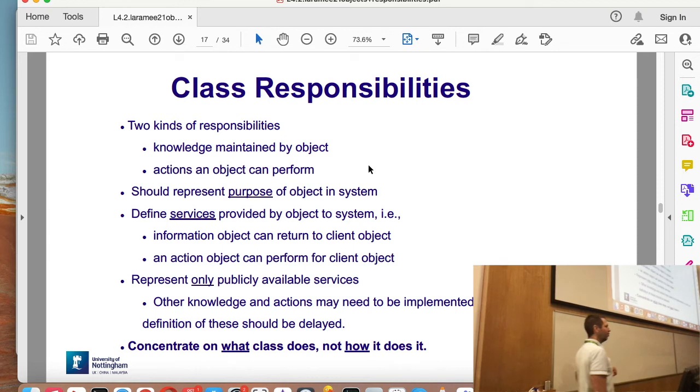Actions an object can perform, those are the methods, right? And that makes perfect sense because all methods are verbs and verbs are actions. So it all fits together. Those are the two kinds of responsibilities, and they should represent the purpose of an object in the system, and they define services provided by an object to the rest of the software. So information can be returned to a client object. An action can be performed for a client object.